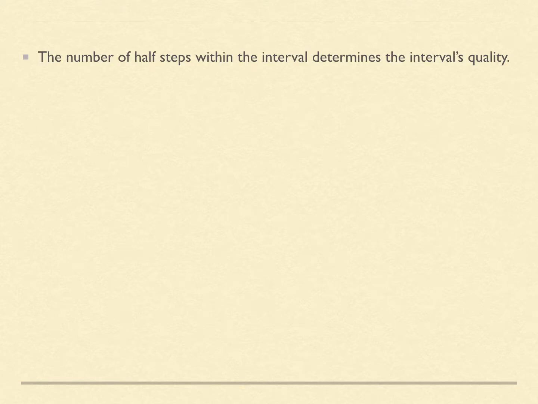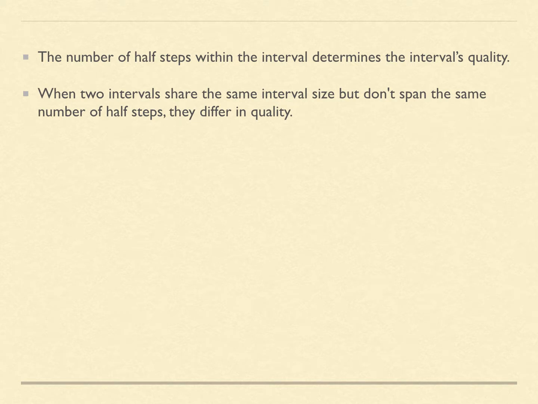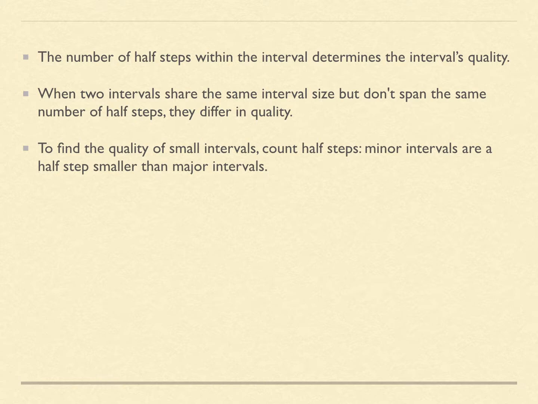So the number of half steps within the interval is how we get the quality. If they share the same number, but not the same number of half steps, they are the same in size but different in quality. So when we're just starting off to learn these things, you can count half steps. Now you might be thinking, that's a really slow way to do this, and you'd be right, but that's a way that you can do it to get started.